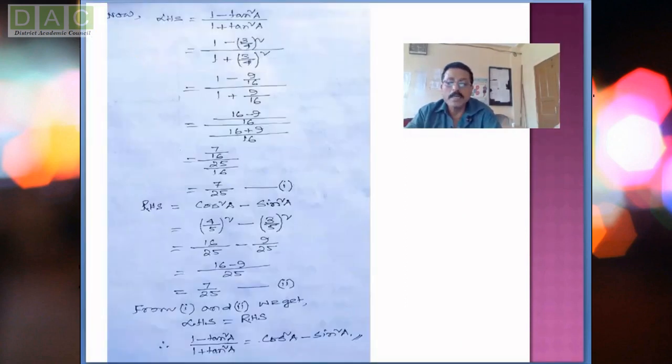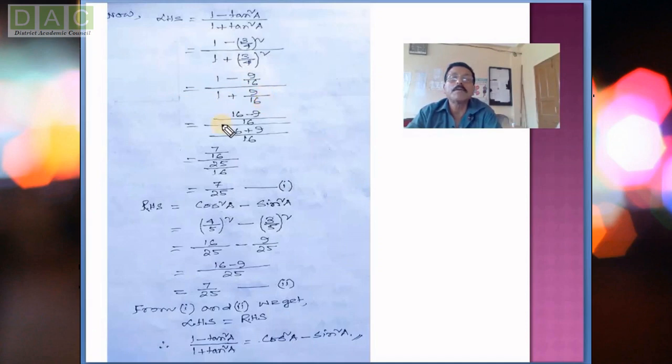Continue on the next page, left hand side. Given in the question, (1 minus tan square A) by (1 plus tan square A). Now tan A is what? 3 by 4, you already got that value. Tan A is 3 by 4 and make it square. The denominator is also the same: 1 plus, 3 by 4 whole thing square. Now 1 minus 3 by 4 whole thing square means 9 by 16, and in the denominator 1 plus 3 by 4 whole square is 9 by 16.